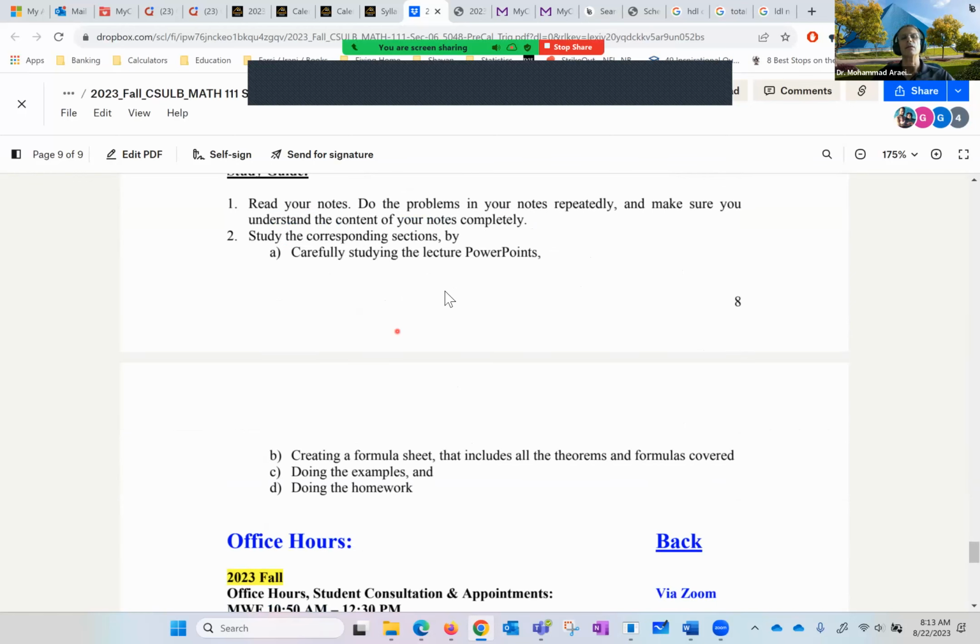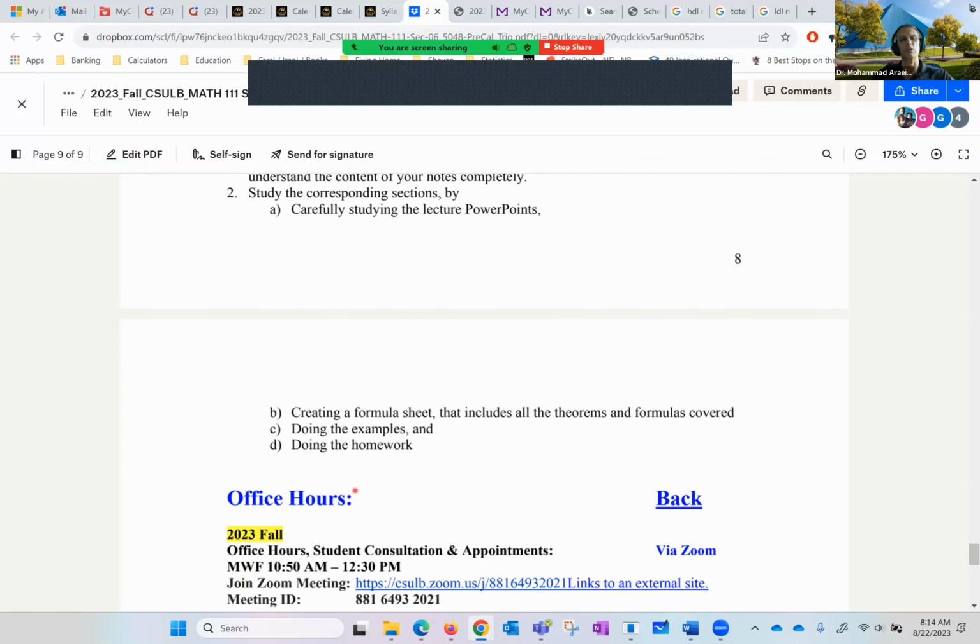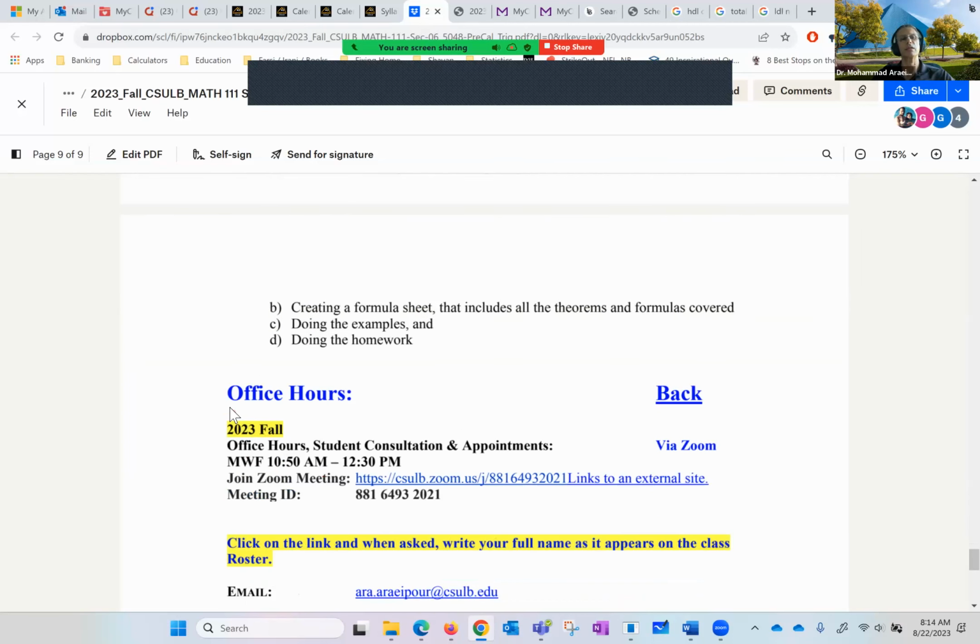And then studying the lecture PowerPoints and creating a formula sheet, maybe index cards. I want to emphasize this part. If you create maybe 1 or 2 index cards per lecture, you really should be in good shape, okay? After going through the lecture and knowing the details, and of course doing the examples and the homework, which is of course through a digital platform.